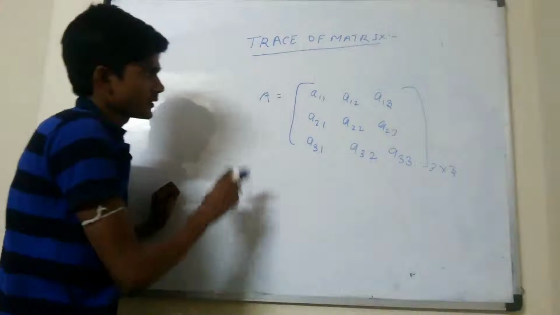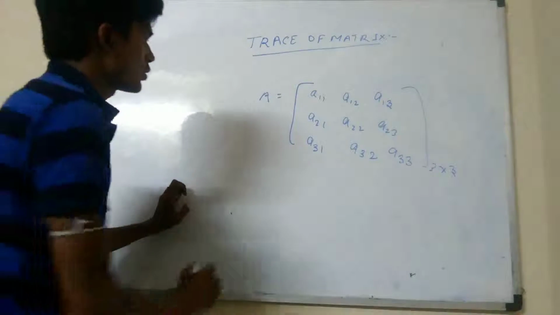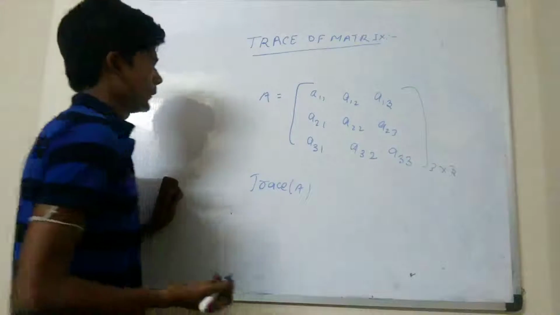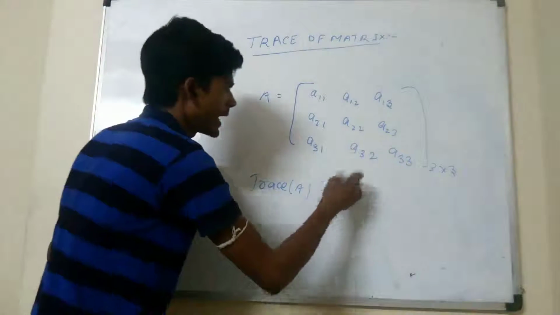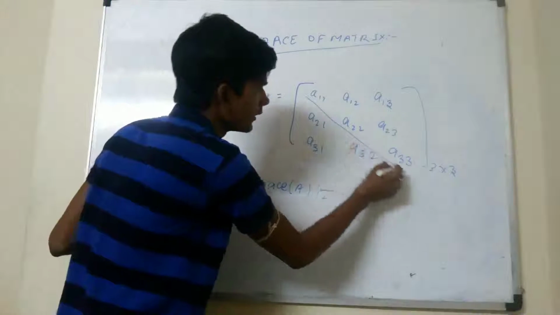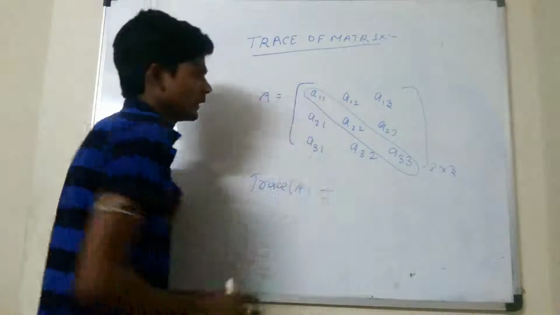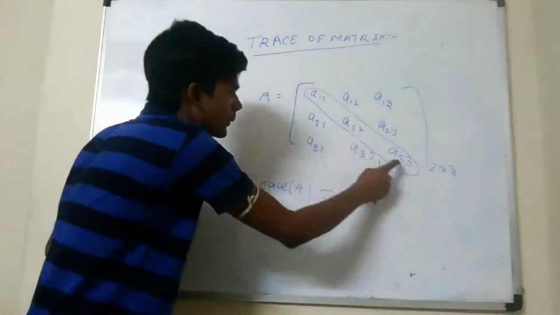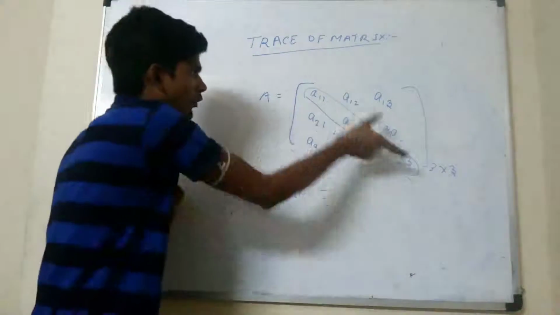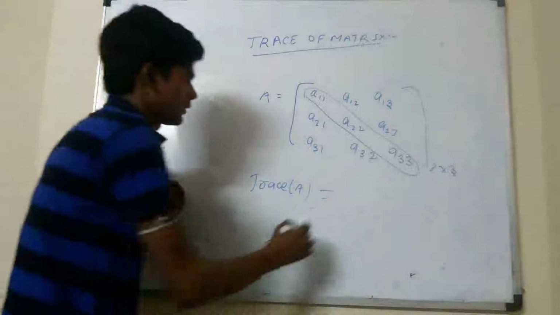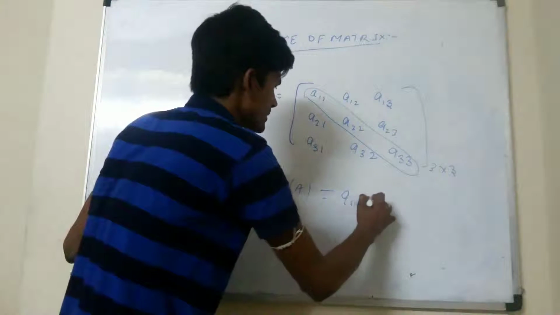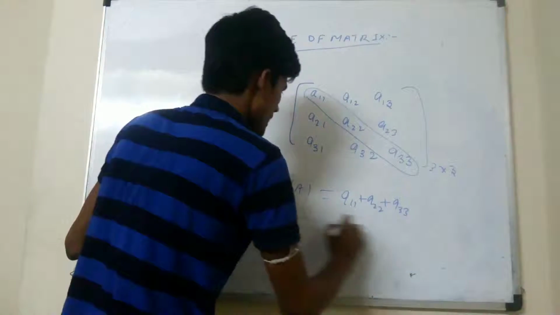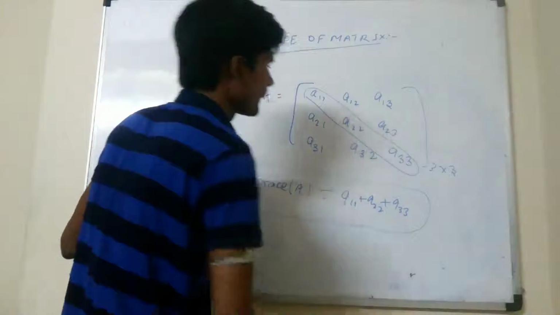If anybody asks what is the trace of a matrix? The trace of matrix A is simply the addition of all the diagonal elements, the main diagonal. That means a11 plus a22 plus a33. This is the trace of the matrix.